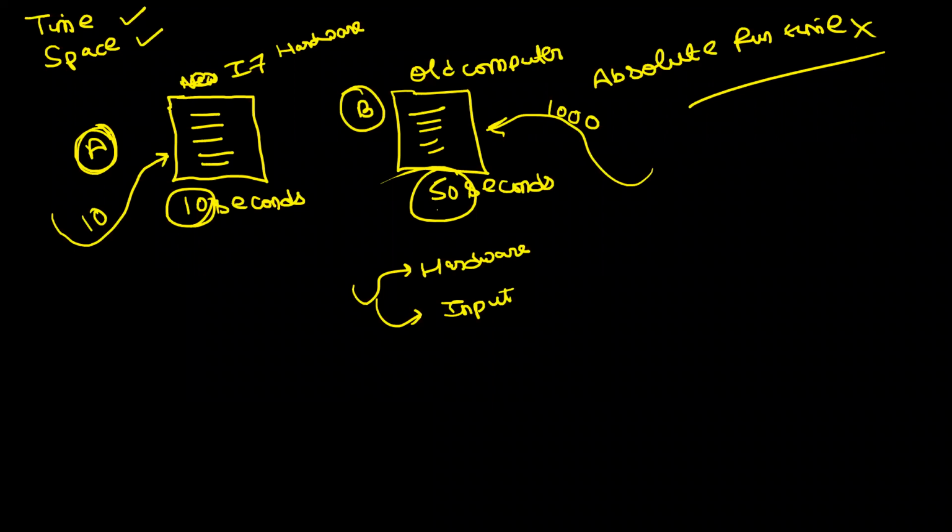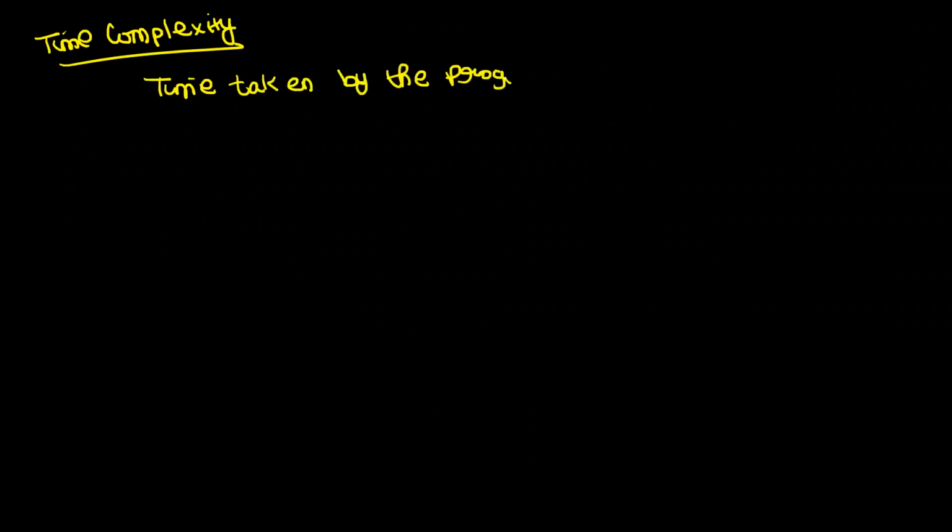So you will come and ask me, hey Adarsh, if I cannot compare the absolute time and space, how do I judge which code is better? And that is why I tell you time and space complexity will come to the rescue here. If I want to understand time complexity in very simple terms, I want to understand the time taken by the program to run as a function of input.